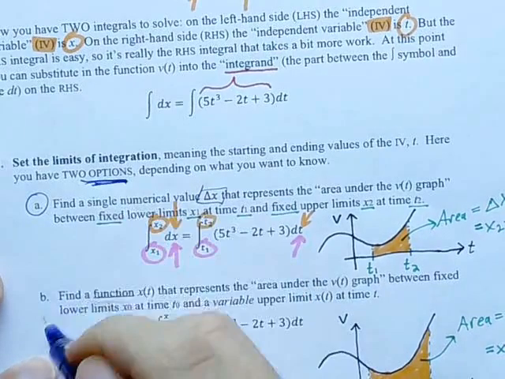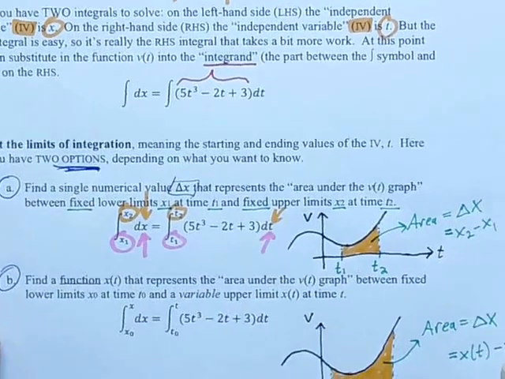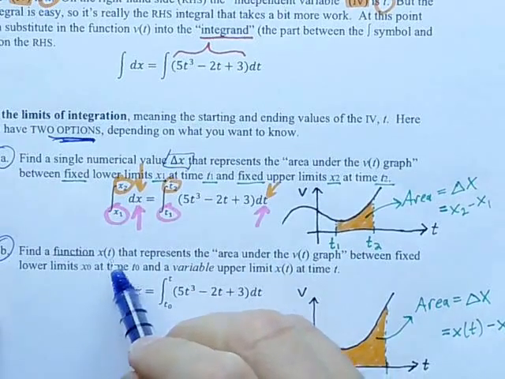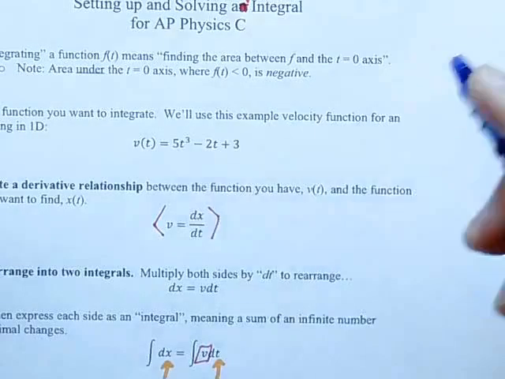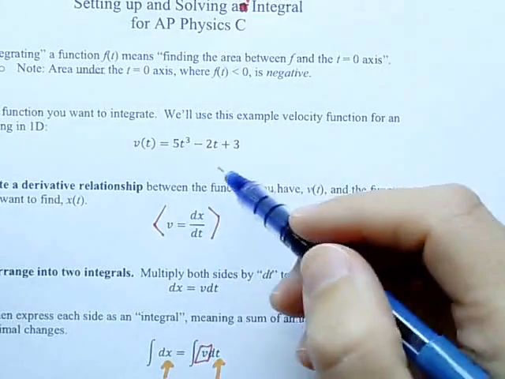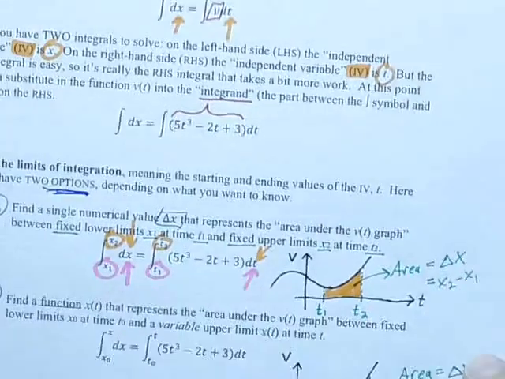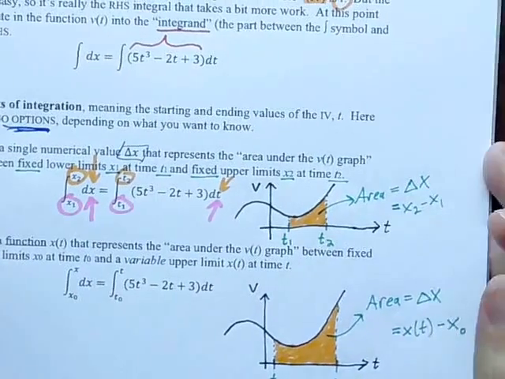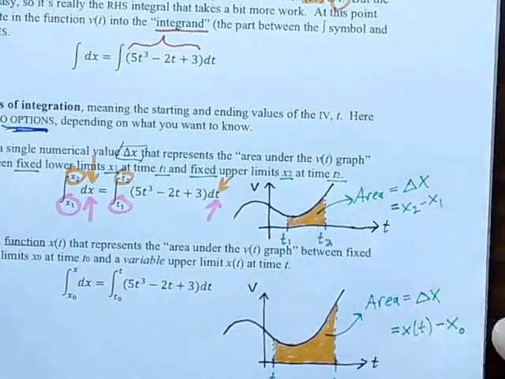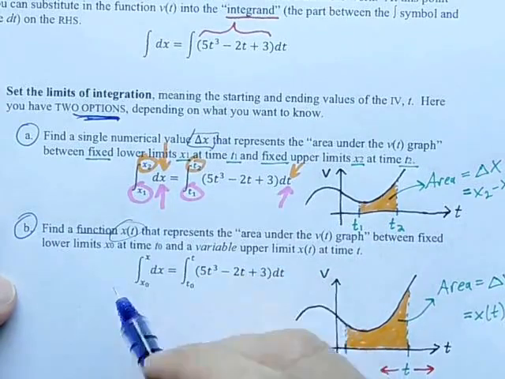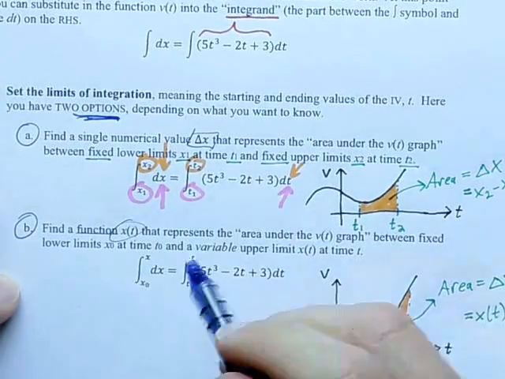Option B would be to find the function x of t. We've got our velocity function, v of t, this polynomial. What if I want to find x of t, the position function? So rather than finding some specific displacement, some specific area, I want to find the actual position function. Okay, so we can do this.